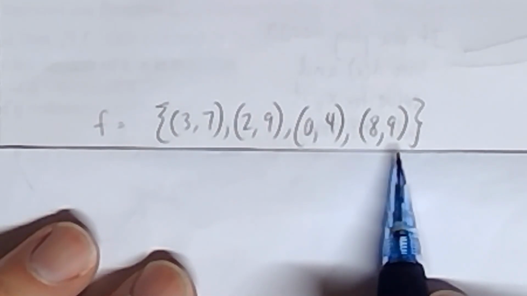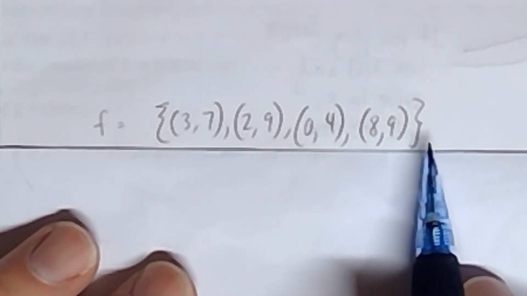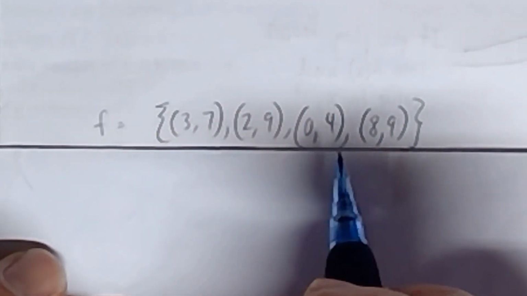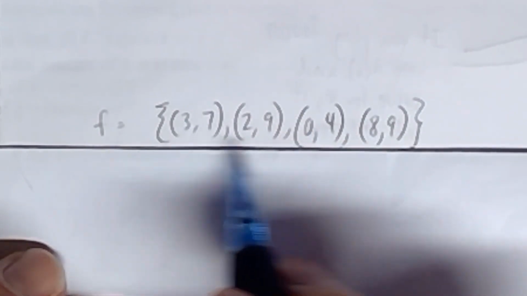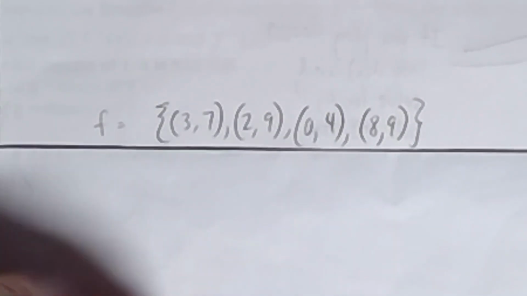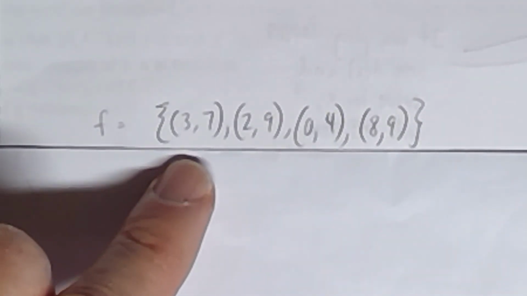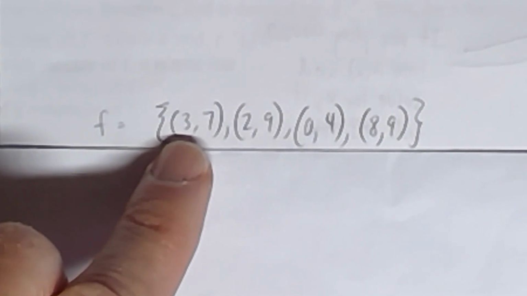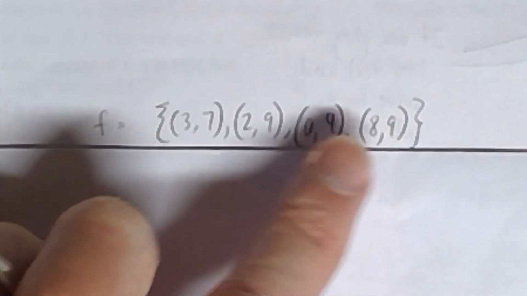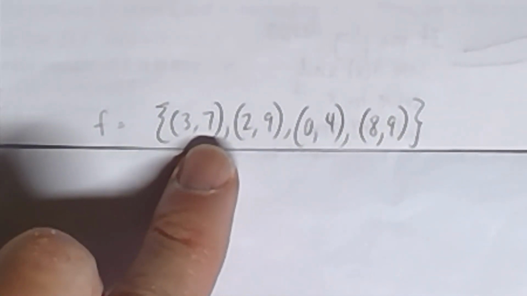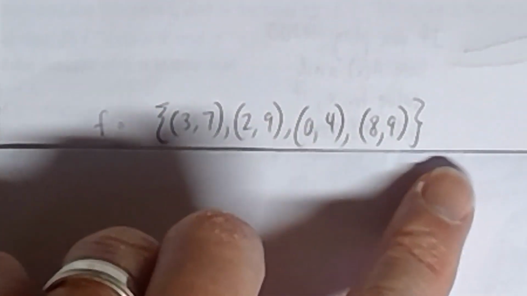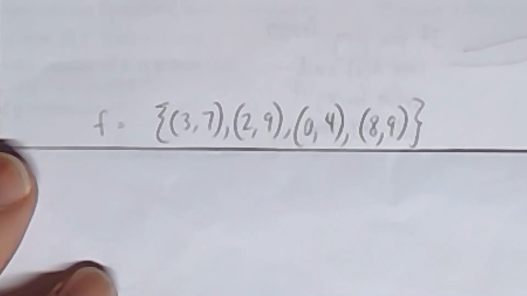If you just have four ordered pairs, the thing that makes this a function is that all of the x's are different. We have four different ordered pairs. If all the x's are different, it's a function. And also, a reminder, since we're going to be talking a lot about domain and range today, remember the domain is all of the x's. So the domain would be 3, 2, 0, and 8. The range is all the y's. So the range would be 7, 9, 4, and 9. Or you don't need to say 9 twice. So that would be the domain and range.